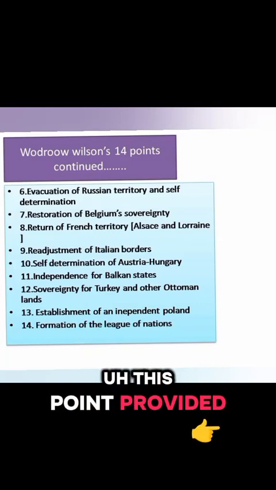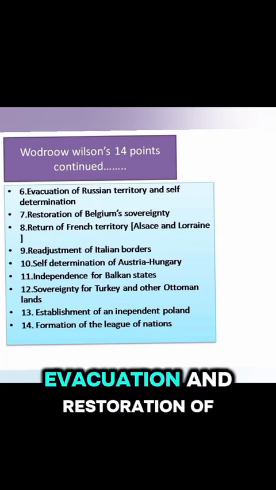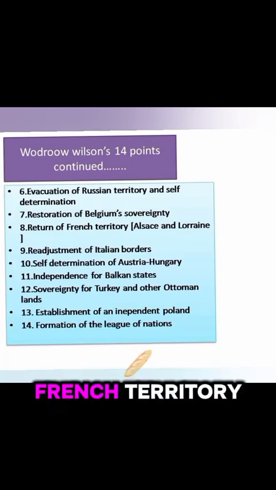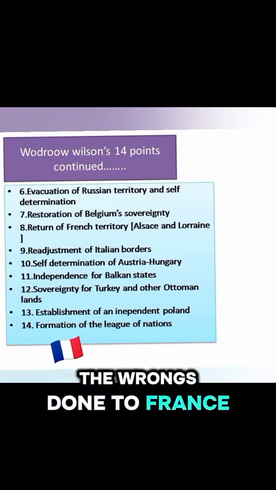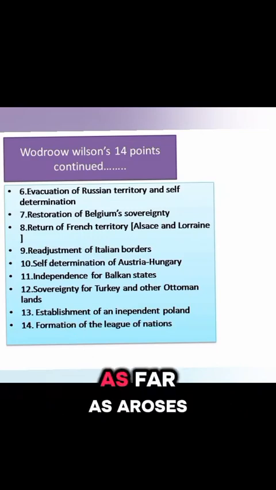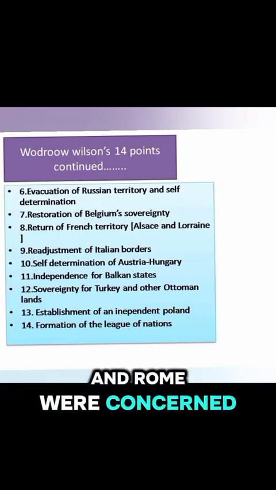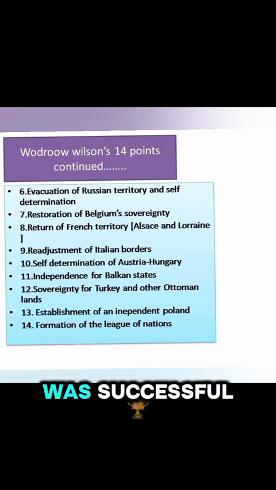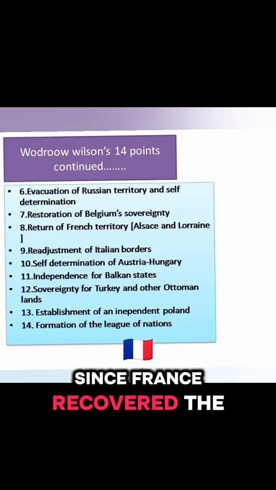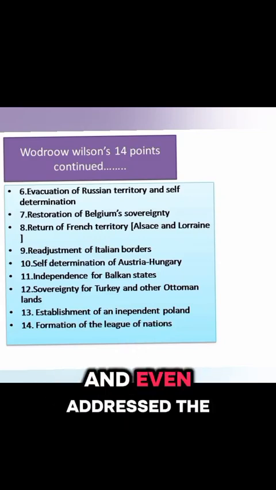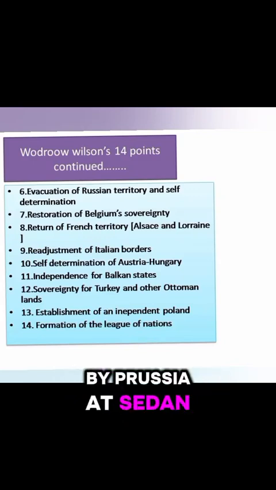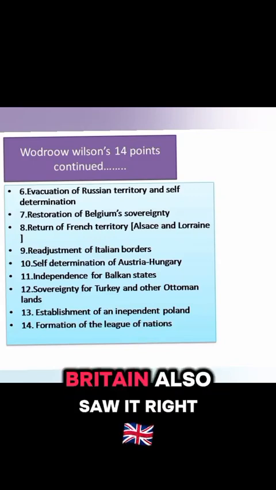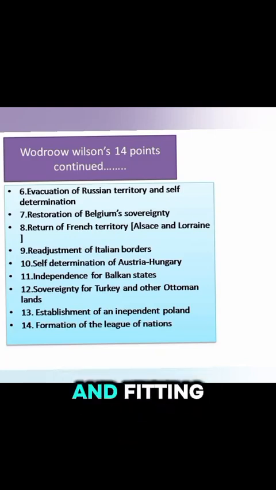This point provides for the evacuation and restoration of French territory and the righting of the wrongs done to France in 1871 as far as Alsace and Lorraine were concerned. On this point, Wilson was successful since France recovered the two territories and even redressed the wrongs done to her by Prussia at Sedan in 1866. Britain also saw it right and fitting.